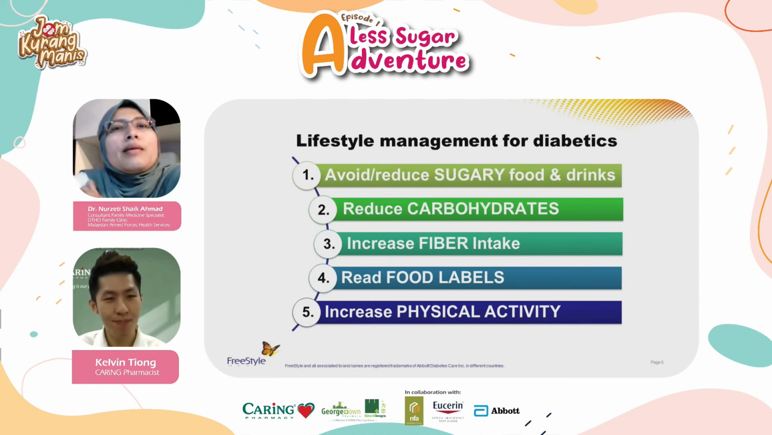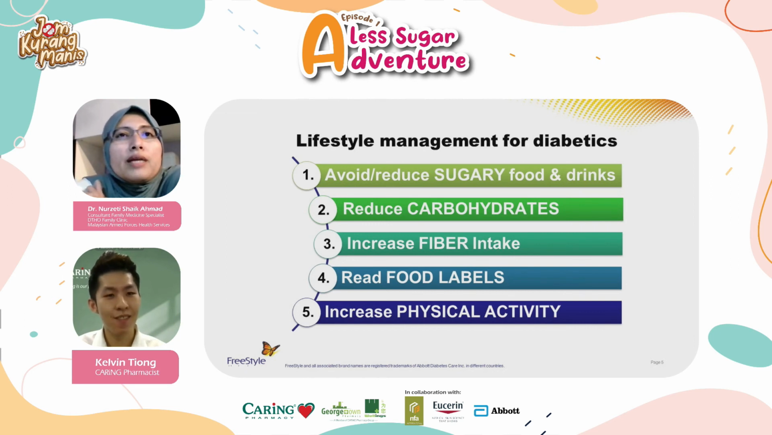Number 3, increase fiber intake. Why do you increase the fiber intake? Because when you eat your rice with fiber, say vegetables, it slows down the absorption of the sugar, the glucose. So the spike wouldn't be so bad. If you eat lots of fiber, your carbohydrate, your sugar spike wouldn't be so bad.